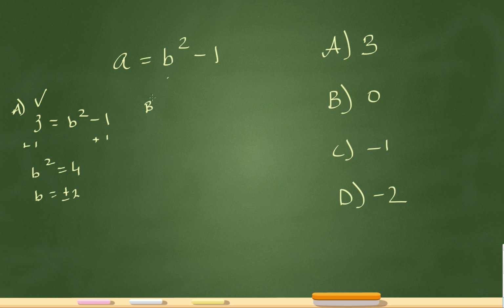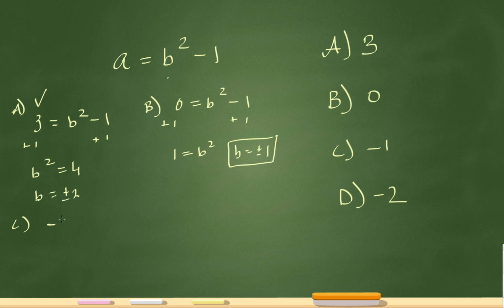So let's go to answer choice B now. Answer choice B is saying let's put in 0 for a. So 0 equals b squared minus 1. Let's add 1, add 1. 1 equals b squared. B will equal plus or minus 1. So those negative 1 or positive 1, they both are real numbers as well. So let's go to C now.